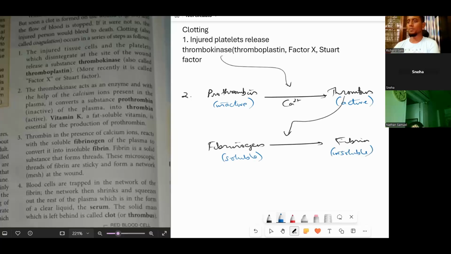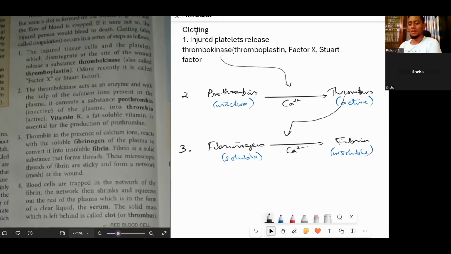So this insoluble fibrin, it's like thread-like structures. They will go at the place of the block. I'll say it once again. When there is injury, the platelets disintegrate, means they get destroyed. And in the process of getting destroyed, it releases the substance called thrombokinase.